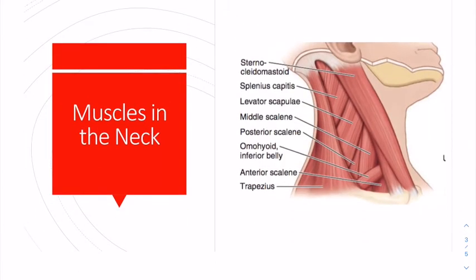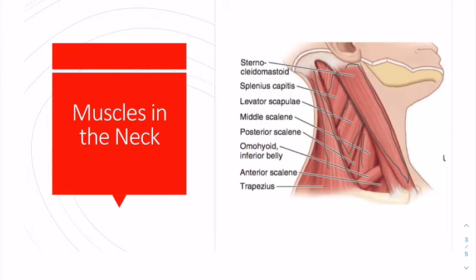The muscles in the neck. Starting with the sternocleidomastoid over here, it is responsible for contralateral rotation. The trapezius muscle is responsible for elevating the scapula. We have the splenius capitis, which is responsible for neck extension and lateral flexion. We have the levator scapulae over here that is responsible for elevating the scapula.